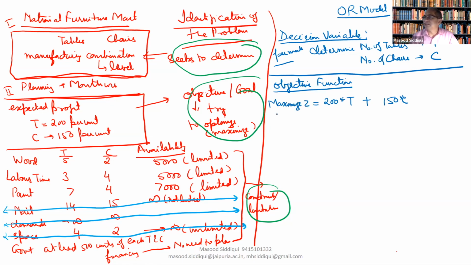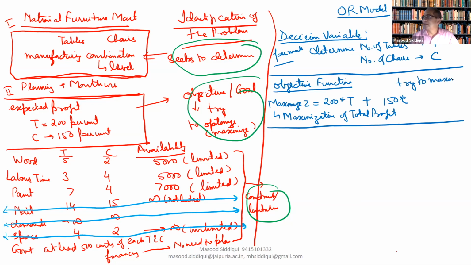So this is Z. This is actually the maximization of total profit. So this is our objective function. Right? This we try to optimize. We try to maximize in this case. If the situation is related to some negative concept, something related to cost, then we try to minimize. So these are the objective functions.